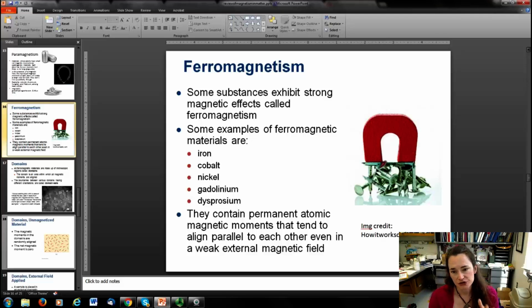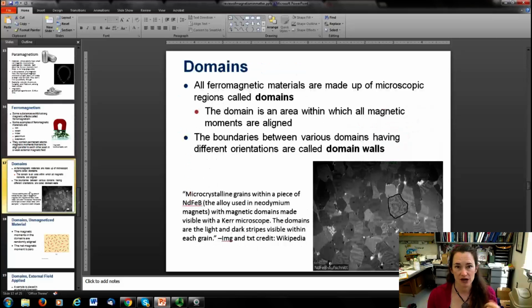Now, these materials contain permanent atomic magnetic moments that tend to align parallel to each other, even in a weak external magnetic field. So what's going on inside of a ferromagnetic material? Well, they form what are called domains, okay? So within a region of the material, the magnetic moments of each individual atom are strong enough that they start to influence one another, and then they have a tendency to line up within a certain volume. And that volume in which they're aligned is called one domain.